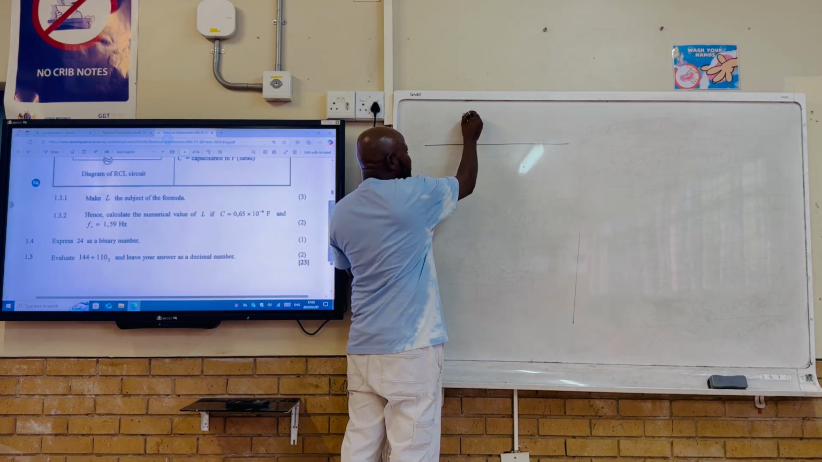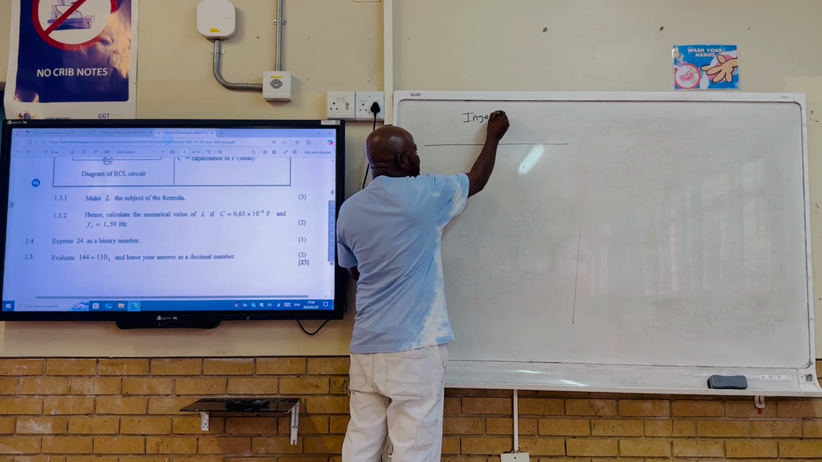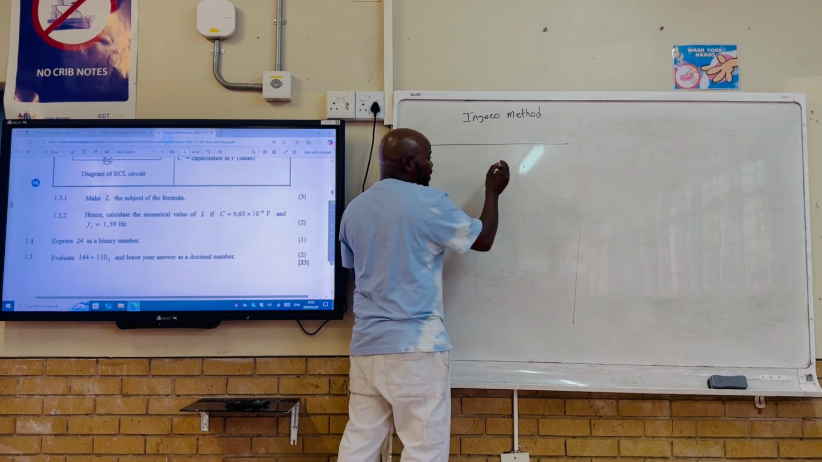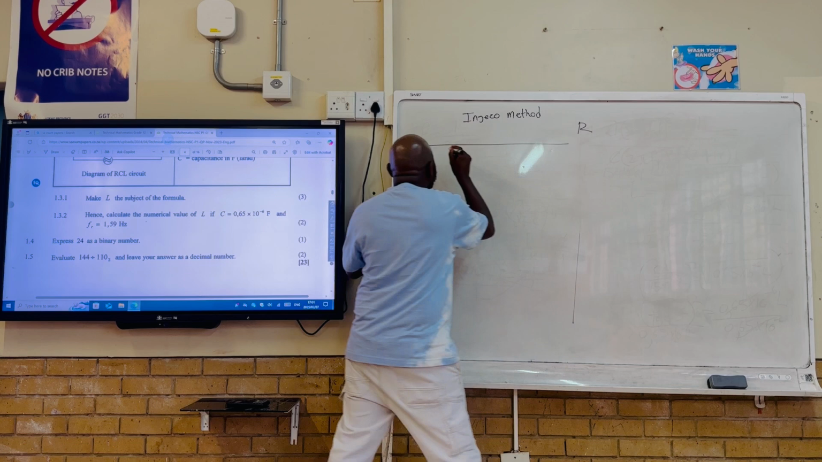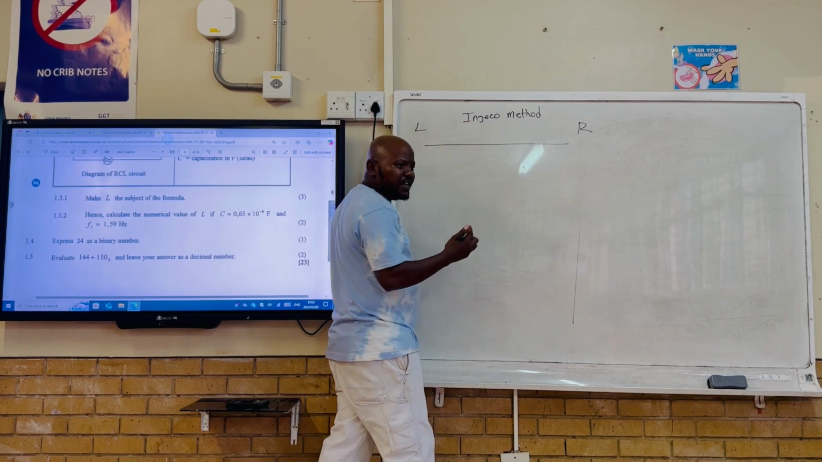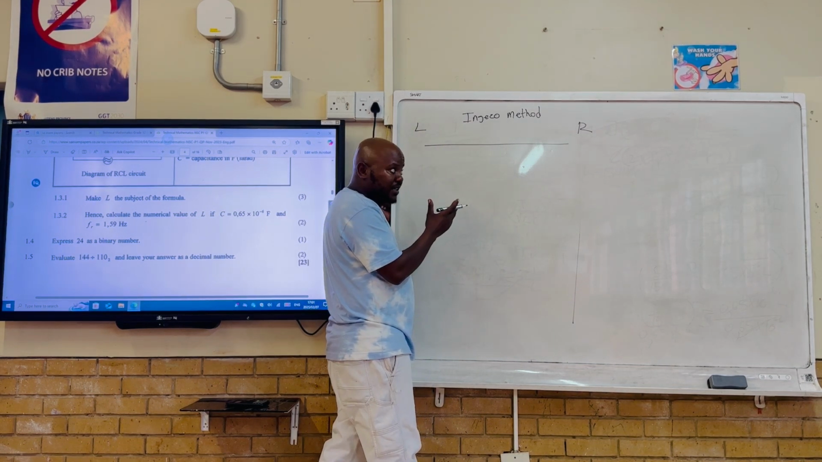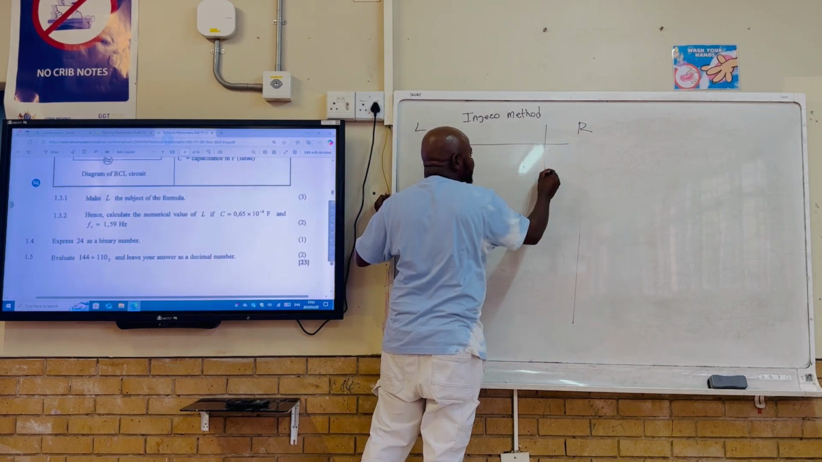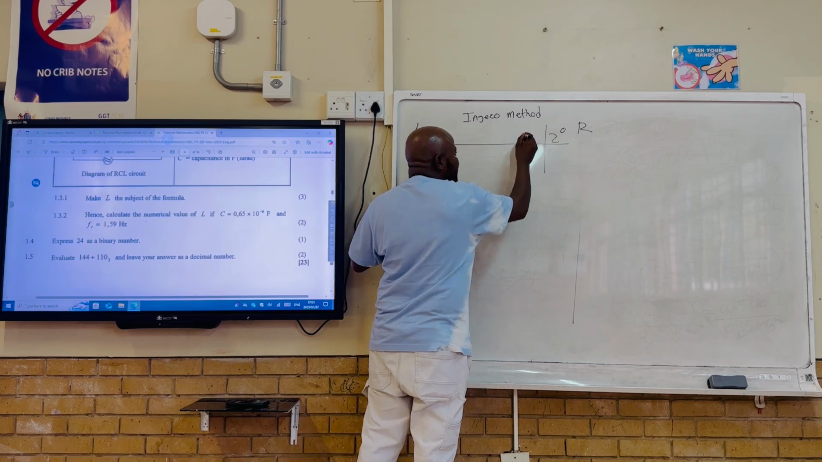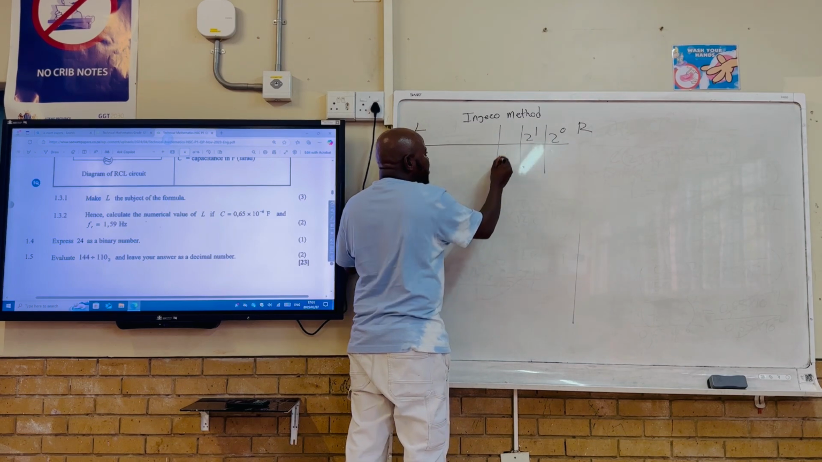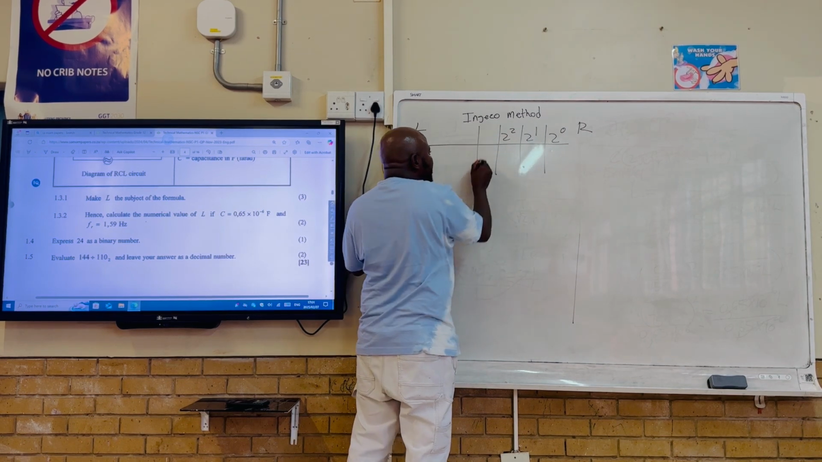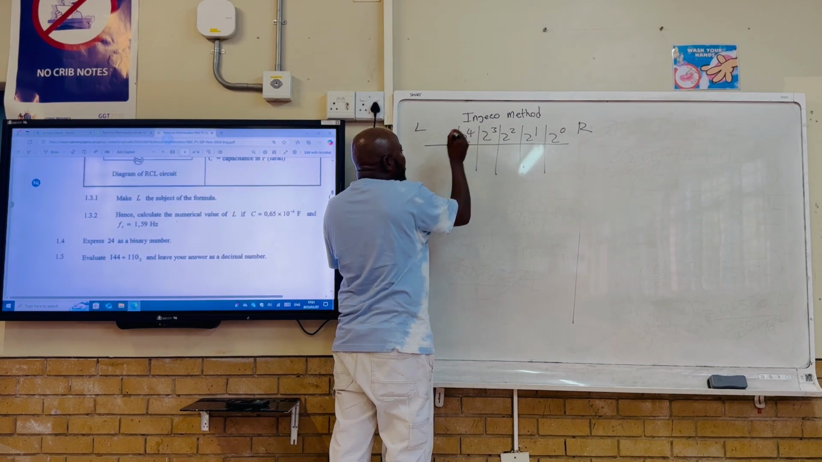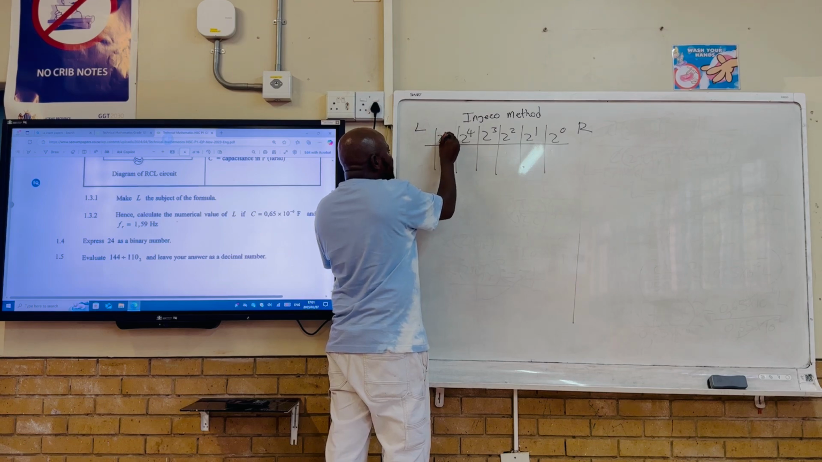We are just going to use what we call the Ingezo method. This will be our right hand side, and this will be our left hand side. When we label our binaries, we start from right to left. We are going to have 2 raised to the power of 0, 2 raised to the power of 1, 2 raised to the power of 2, 2 raised to the power of 3, 2 raised to the power of 4, and 2 raised to the power of 5.